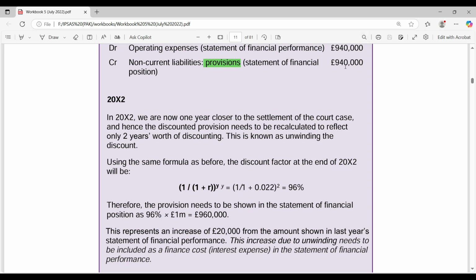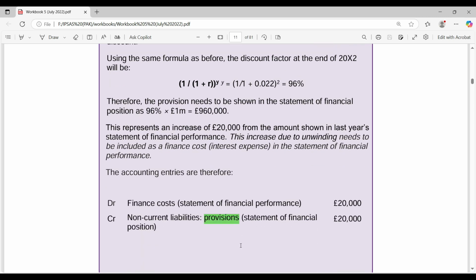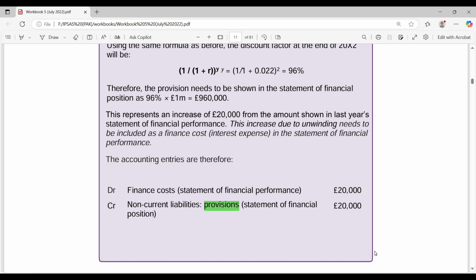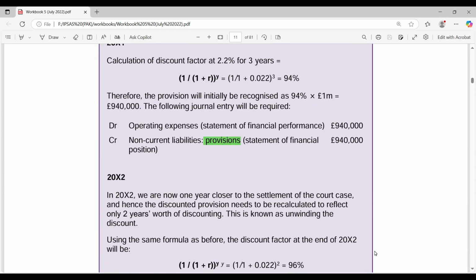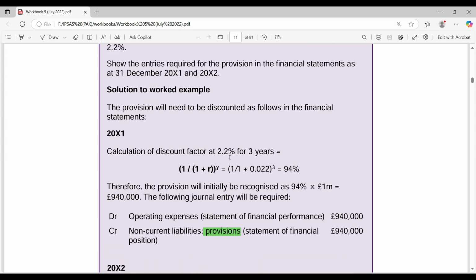940,000 is also a part of your financial statement of previous years. Now you only need to increase 20,000 in the subsequent second year. And this is in the form of finance cost, statement of financial performance, 20,000, and credit non-current liabilities, provision, statement of financial position, 20,000. This is in the case of the second year. And the examiner asked only for these 2 years.